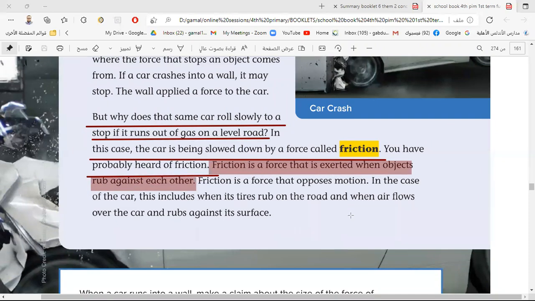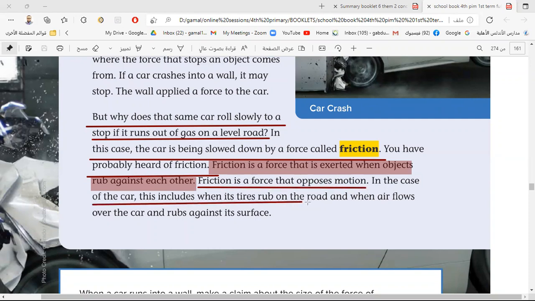You have the friction force. Do you know about the friction force? Is it a force in the same direction of the motion or in the opposite direction? In the opposite direction. It causes the stopping of the moving object. Does it cause the speeding of the moving object or the stopping of the moving object? Stopping the moving object. Very good. Continue.